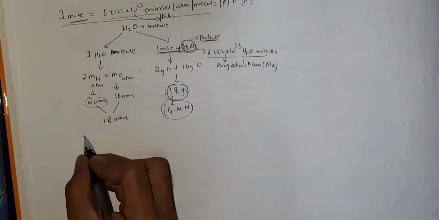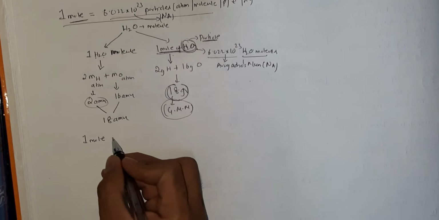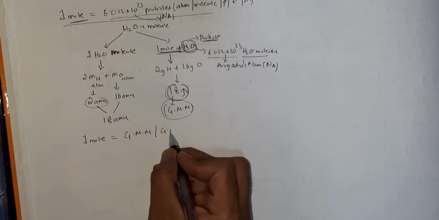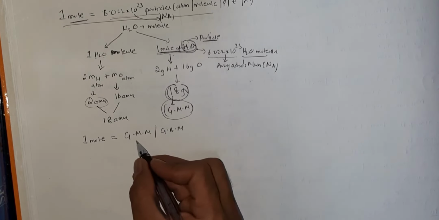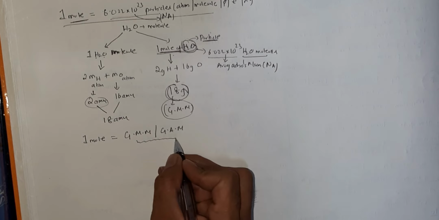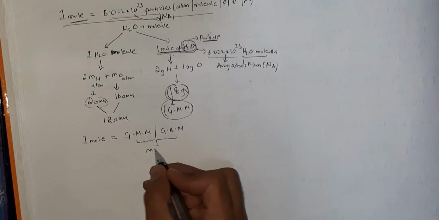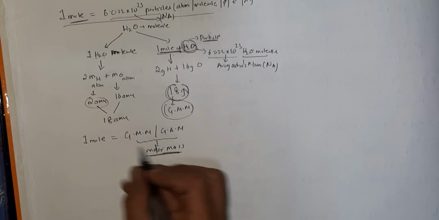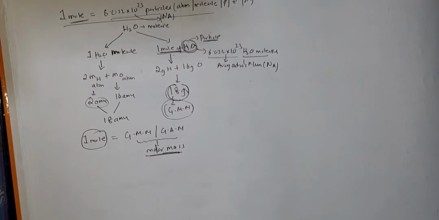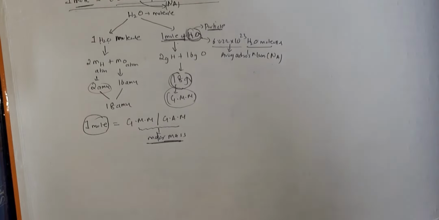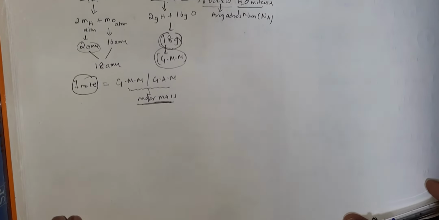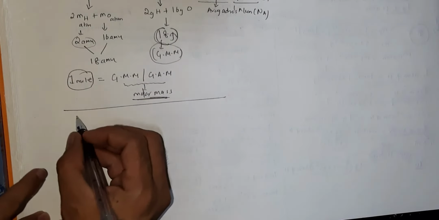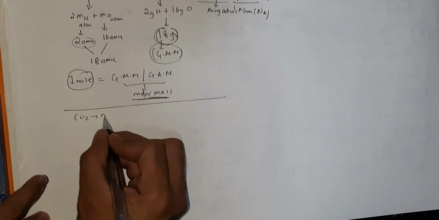So can I say that 1 mole is also defined as the gram molecular mass of a substance? Yeah, or gram atomic mass of a substance. In short, this gram atomic mass and gram molecular mass are also called molar mass, because this is the mass of 1 mole of a substance, and the substance can be atom, molecule, proton, neutron, anything it can be. Okay, now suppose I write down CO2, so CO2 is a molecule.